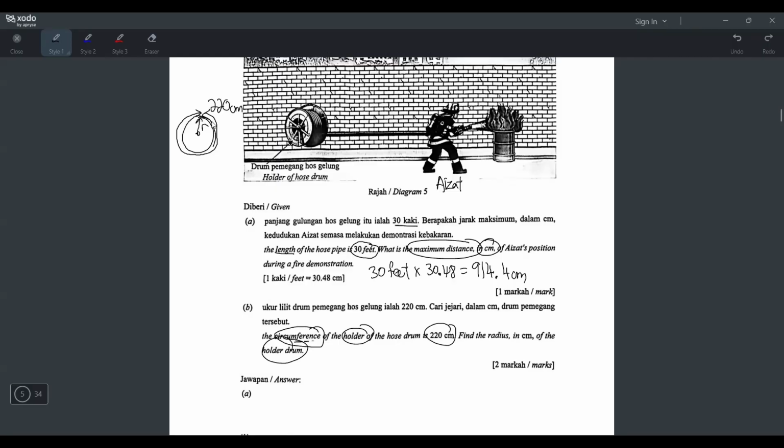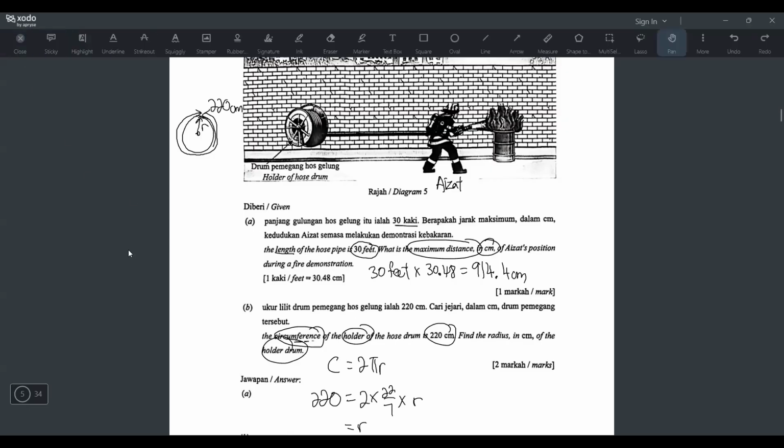Actually, for this one you have to use a formula. The formula for circumference is 2 pi r, or if you learn in Bahasa Melayu, it is 2 pi j. But it's the same thing. R and j both mean jari, the radius. So for the circumference C, I already know it is 220 cm, right? And for 2 pi r, they never say what pi to use, like 3.142 or anything, so I'll just use 22/7. And then times the radius, which I want to find, right? So you can find it just by using the calculator.